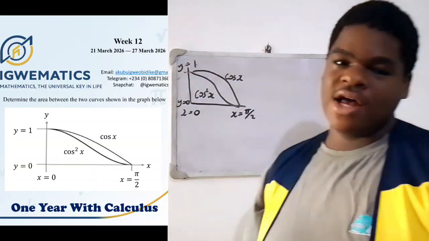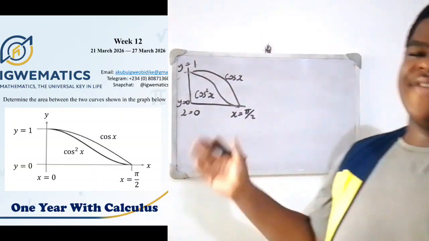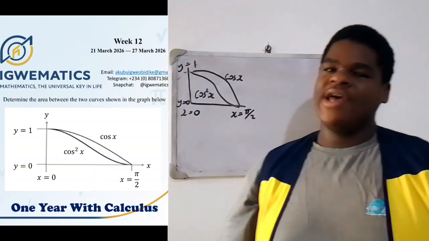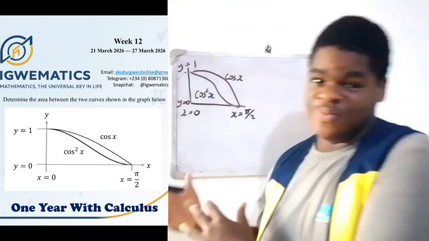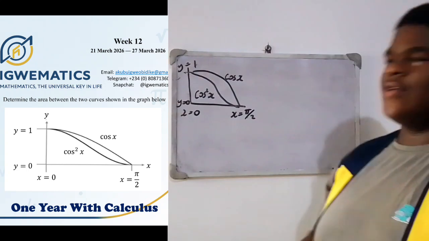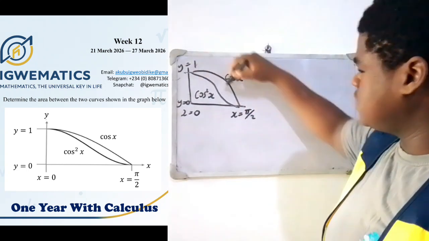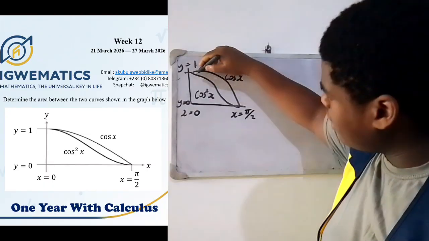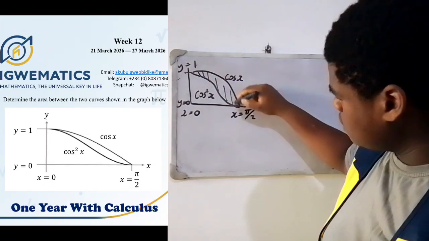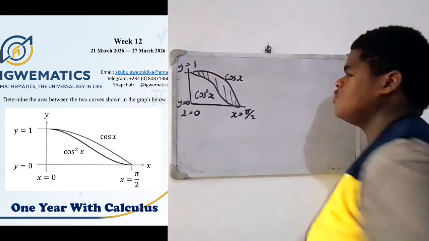I had to draw this beforehand because I'm not really good at drawing, and if I decided to draw this while recording, I'd waste a lot of time. I know it's not great, but this is our curve for cos x, and this is our curve for cos squared x. And so we should find the area between them at this point.